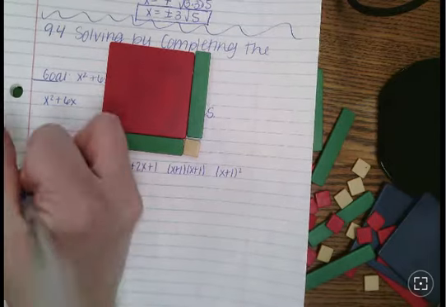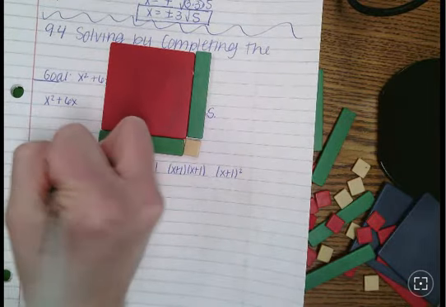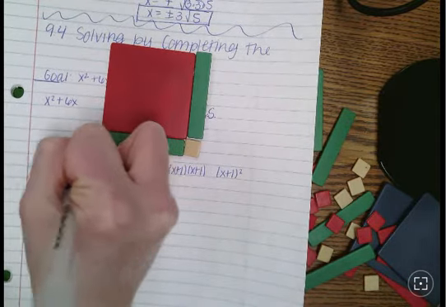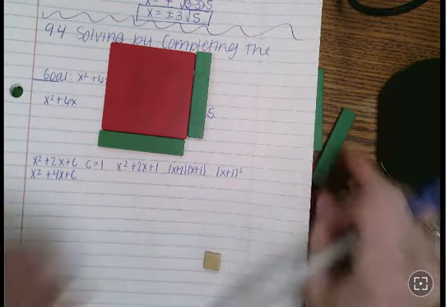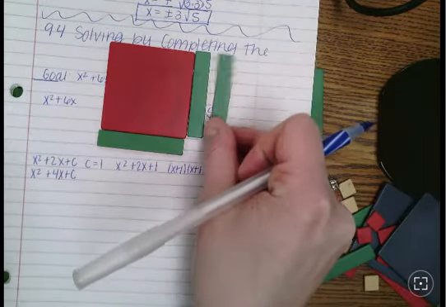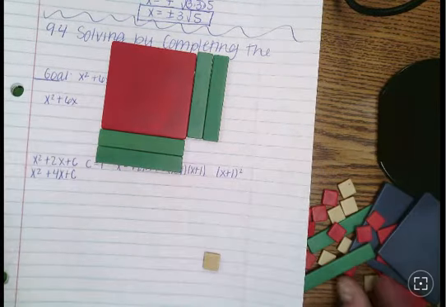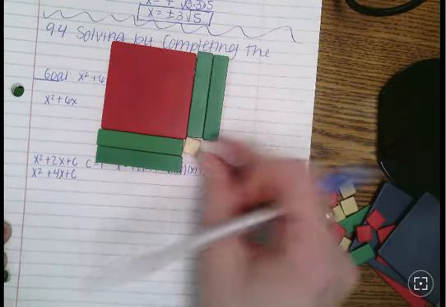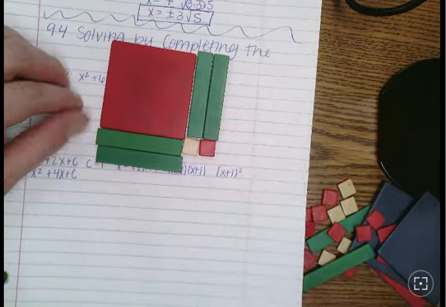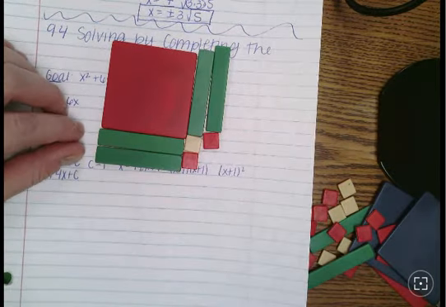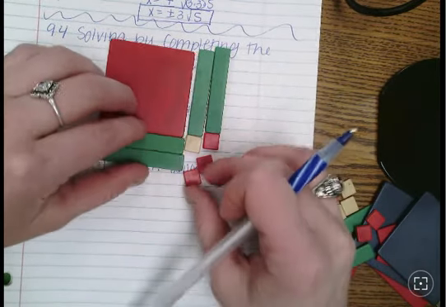Let's see what happens if we have x squared plus 4x plus c. So this time, we need 4 x tiles, so 2 on each side. And so we would need 1, 2, 3, 4 x tiles right there.